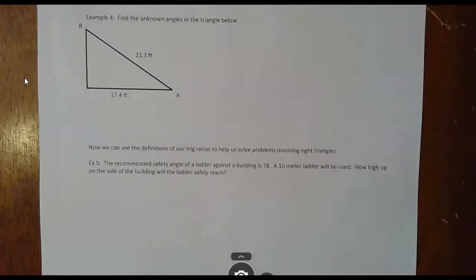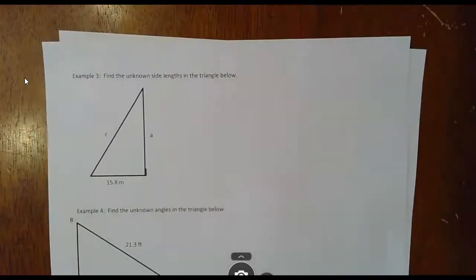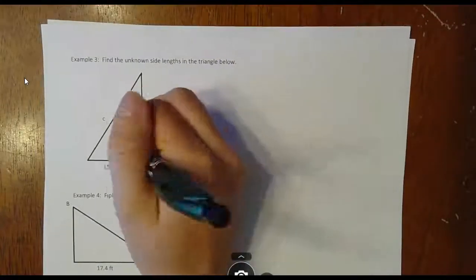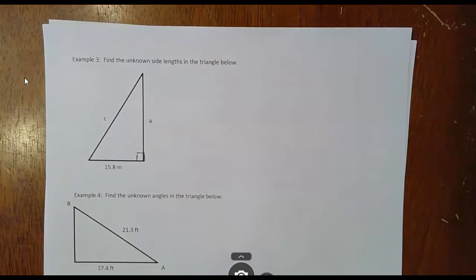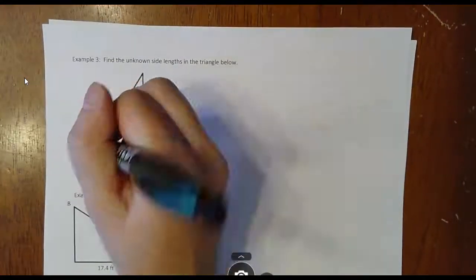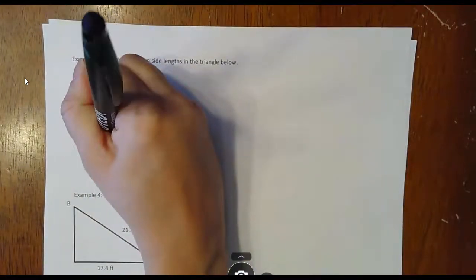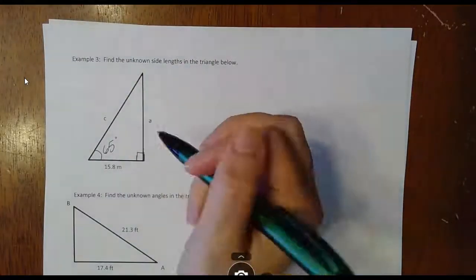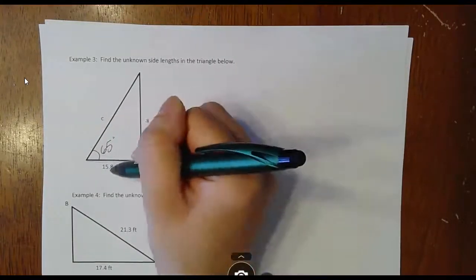Next up, we are going to be finding unknown side lengths and unknown angles. Find the unknown side lengths in the triangle below. Apparently the right angle didn't print out, and neither did the angle measurement. I had this at 65 degrees, so let's put that in. Okay, I've got a right triangle. This angle is 65 degrees, and the adjacent side is 15.8.